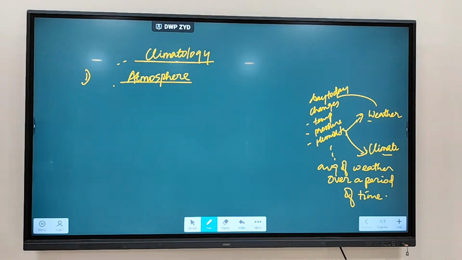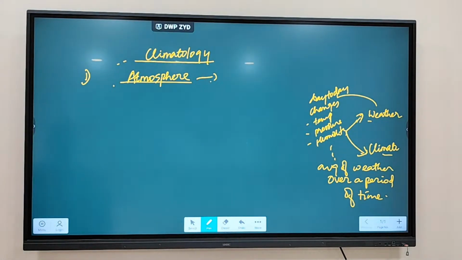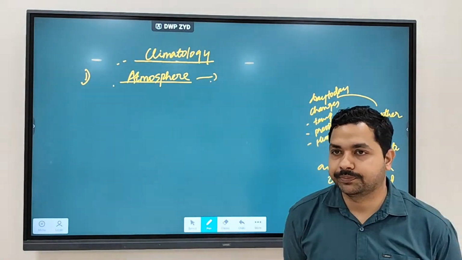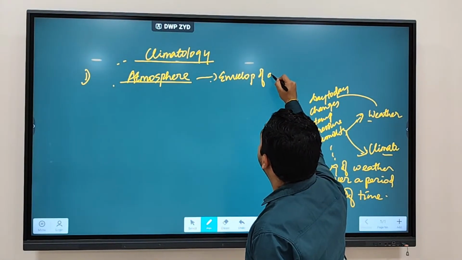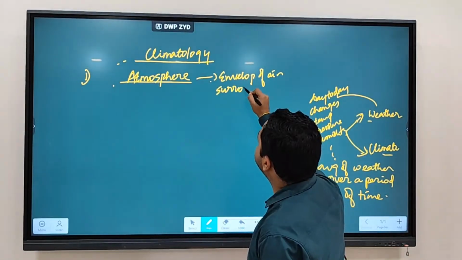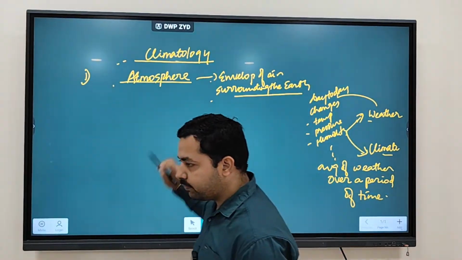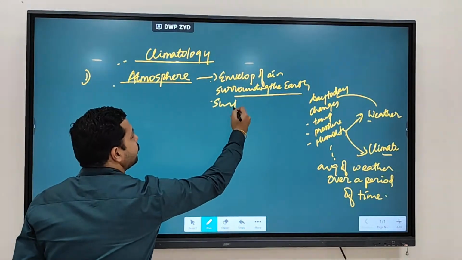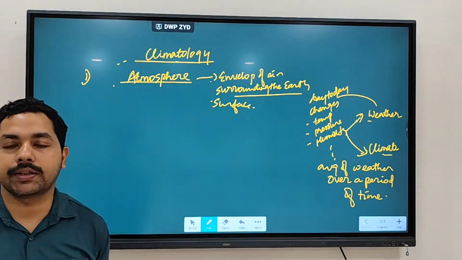Fine. So what does the term atmosphere mean? How do you define the term atmosphere? In simple terms, it is an envelope of air surrounding the Earth. The envelope of air that is surrounding the Earth's surface is called an atmosphere. That is how you define the term atmosphere.